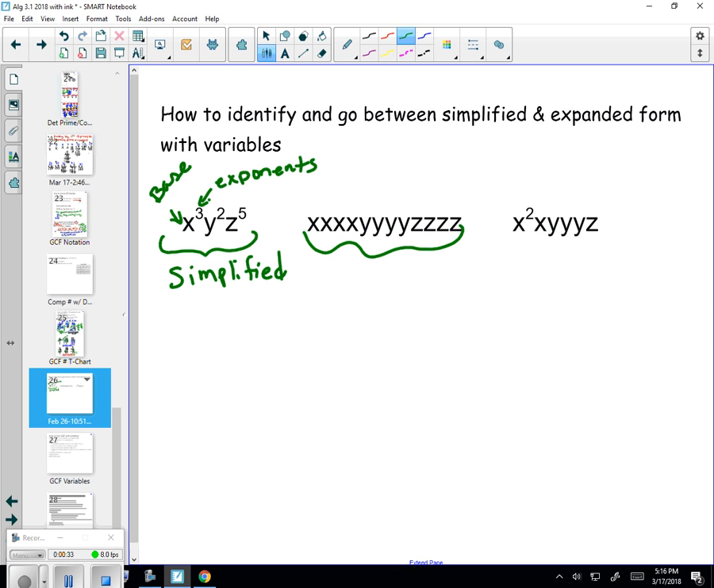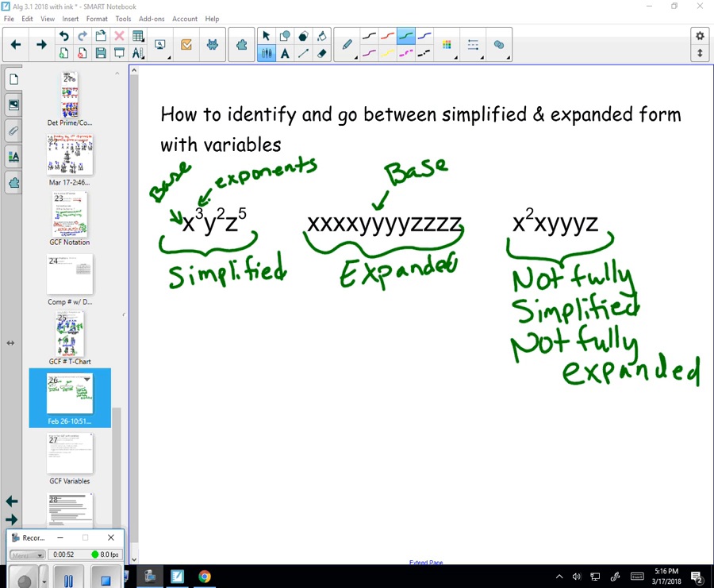This is an example of expanded. You have bases but no variables. This is not fully simplified and not fully expanded. We're going to start with our simplified form and expand it.